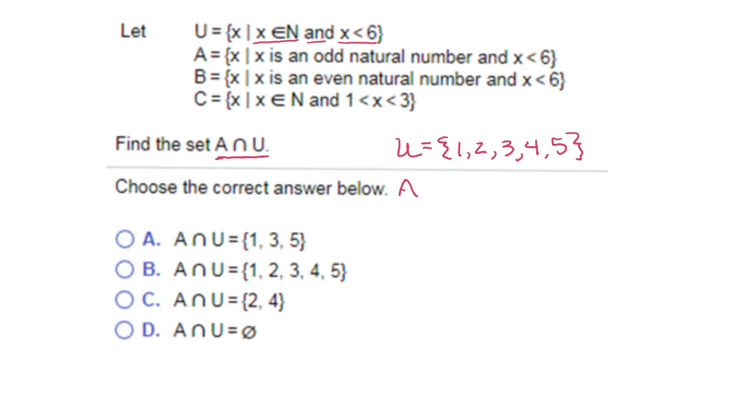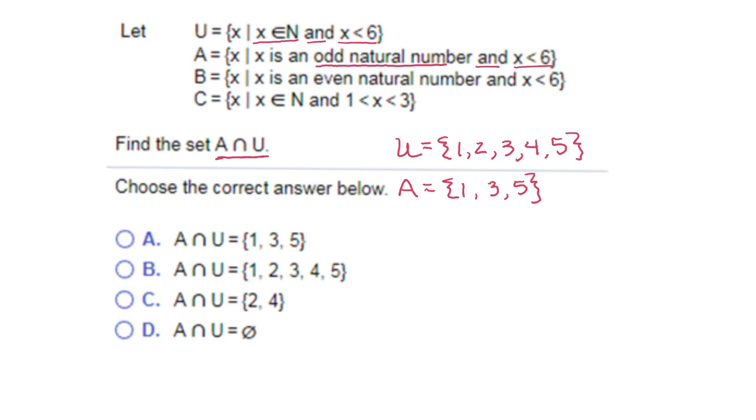We'll redefine set A in roster notation. And it says all values for x such that x is an odd natural number and x is less than 6. So odd natural numbers would be 1, 3, 5. And we stop there because those are less than 6.